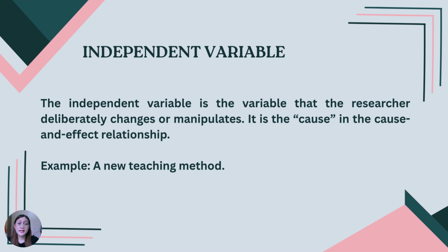First, let's discuss what the independent variable is. The independent variable is the variable that the researcher deliberately changes or manipulates. It is the cause in the cause and effect relationship. For example, a new teaching method. If a researcher is testing a new teaching strategy, the teaching strategy is the independent variable.